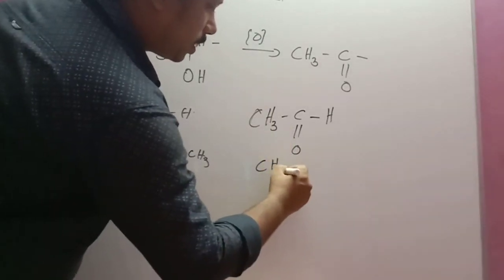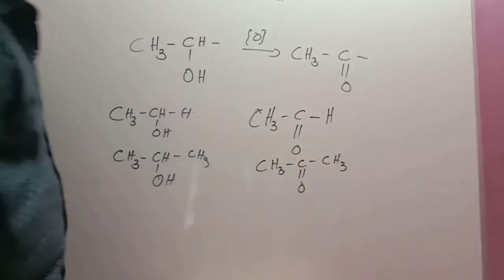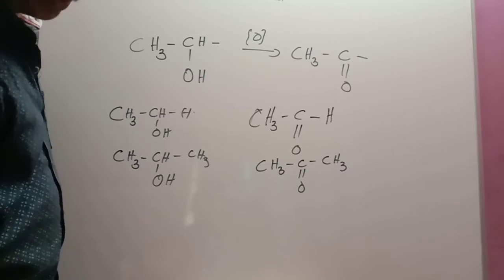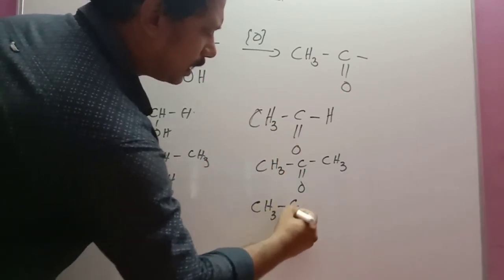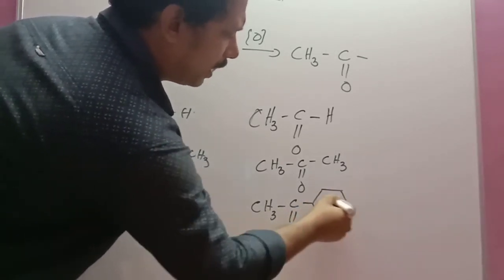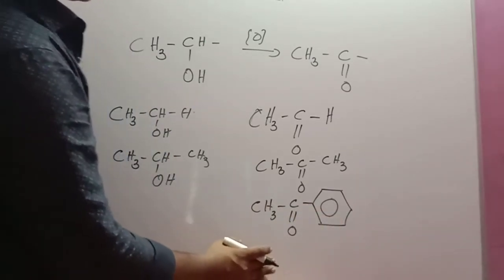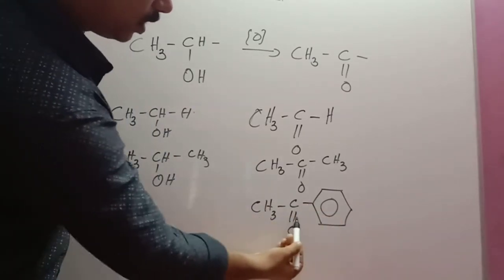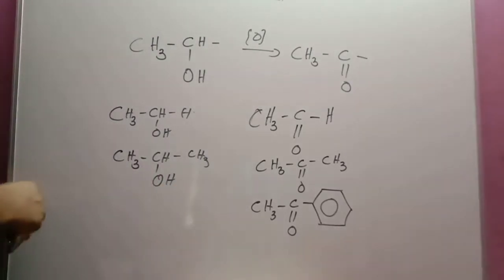Instead of that H, if you have a CH3 there, that becomes acetone, propanone. Propanone can also give iodoform test. Or even if it is a benzyl group, or if it is a phenyl ring over there, making it an acetophenone, this can also give iodoform test. So this group, CH3CO group or CH3CHOH group, if any of these two groups are present in a molecule, then it can give iodoform test.